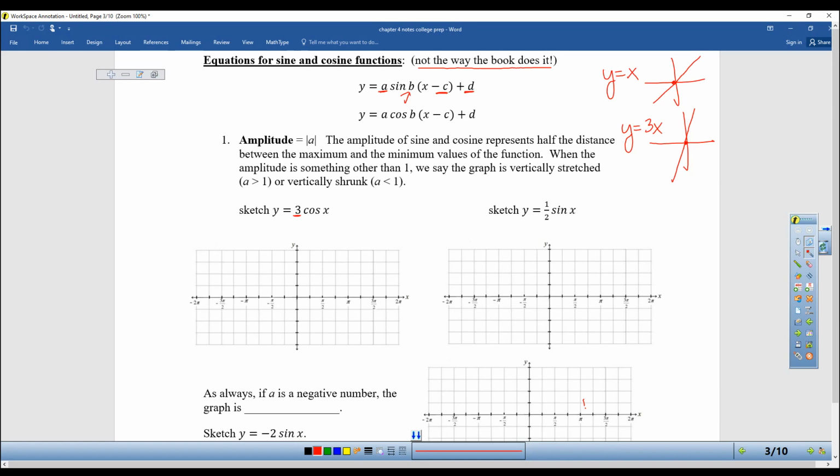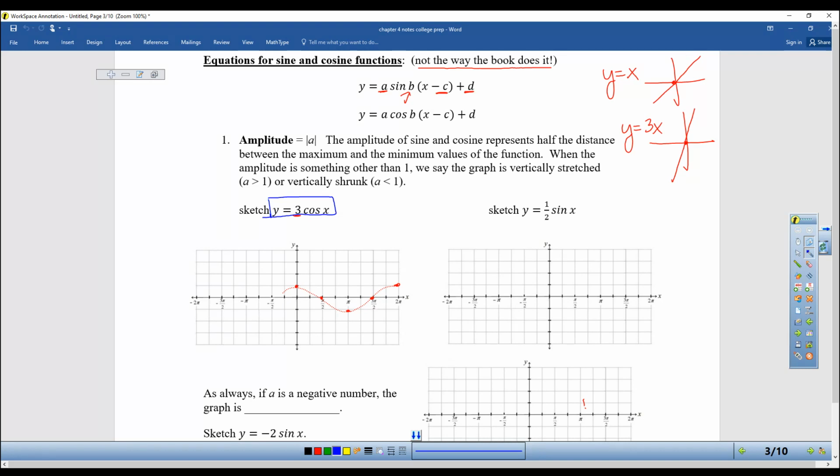Everything's going to get multiplied by 3. It's going to affect its amplitude. So think about the 5 points of cosine. Cosine normally starts at 1, ends at 1, in the middle it's at negative 1, and then at the middle of the middle, it's right there. I'm going to go ahead and draw my parent graph just real lightly dotted so that you can see it. That's the parent graph. So now we actually want to do 3 cosine of x.